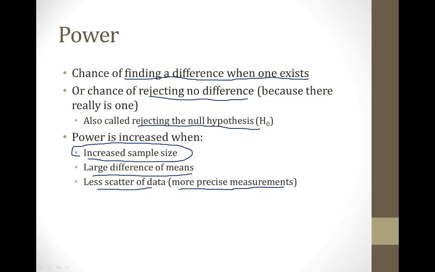And if there's less scatter of the data, in other words, if you have more precise measurements, this also increases the power. And the way I always do this is just picture those charts I showed you before. When the data is very scattered, that hurts the power. When it's tightly collected together, that helps the power. Same thing with sample size and same thing with the difference in the means.